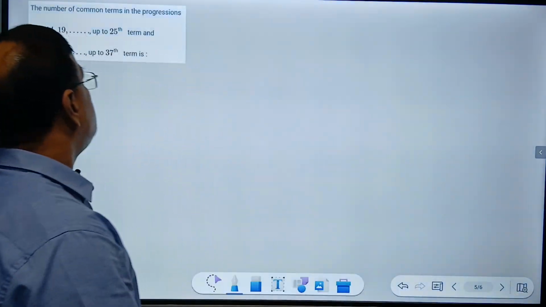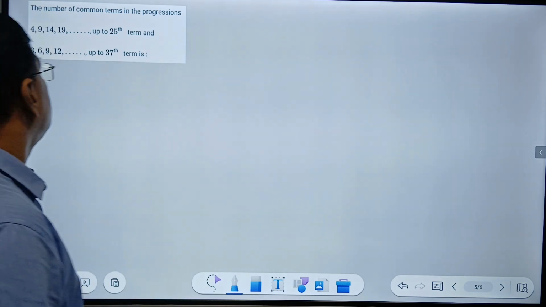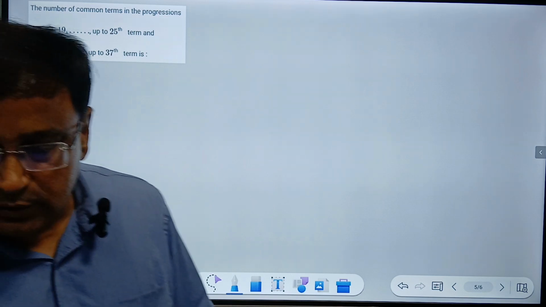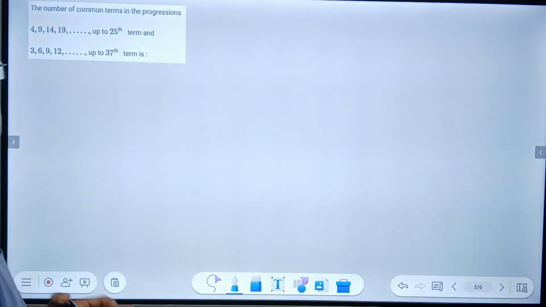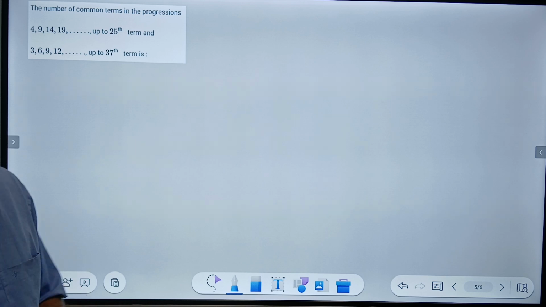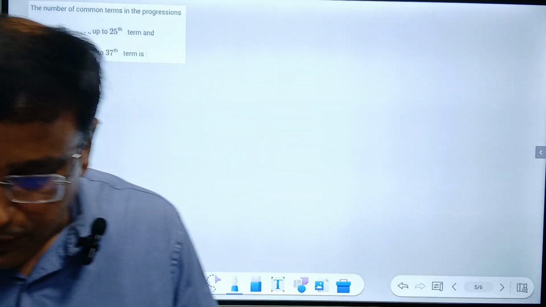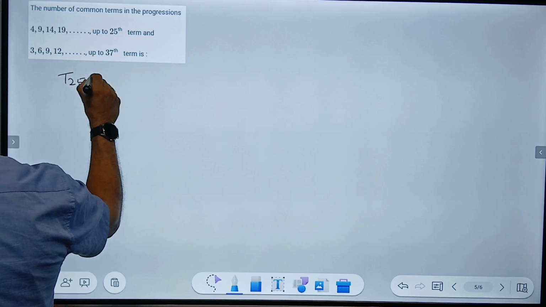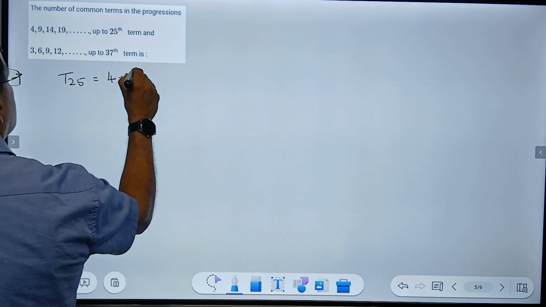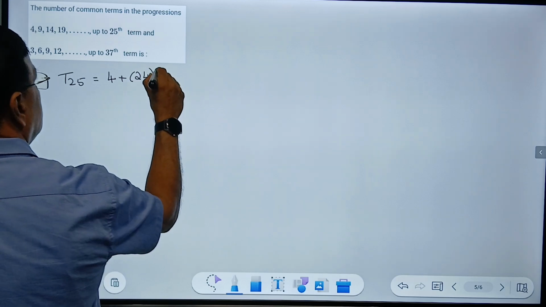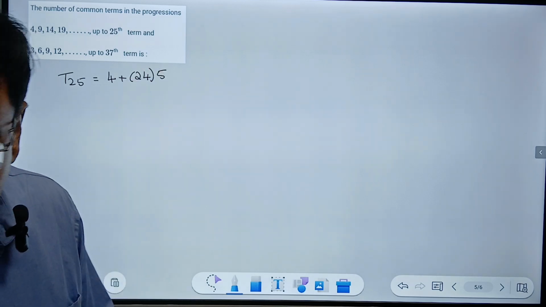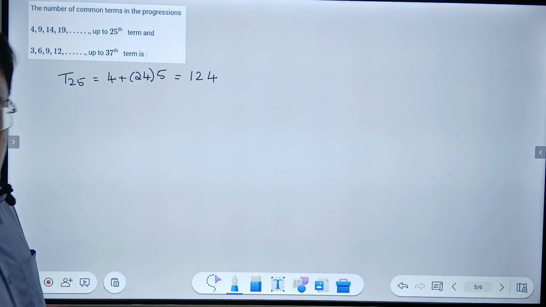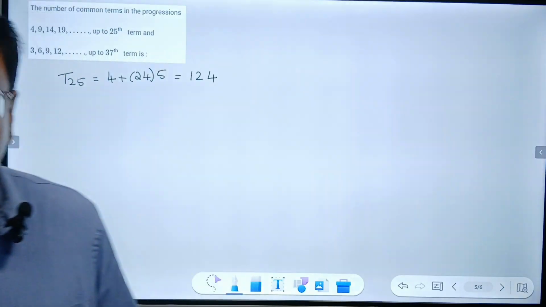The next question, I hope that sum is clear. This is a very simple question. The number of common terms in the progression is given. For this progression, my first term is 4, and the common difference is 5. So what is T25? T25 will be a plus n minus 1 into d. When I go up to 25 terms, it is 124. My 25th term is 124.